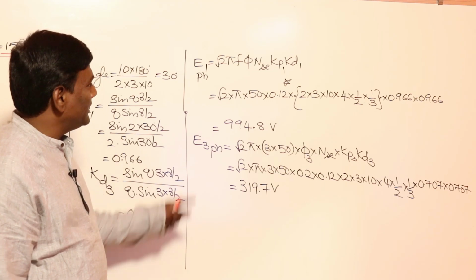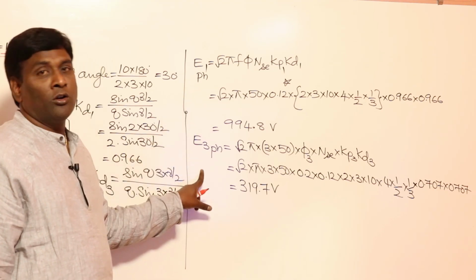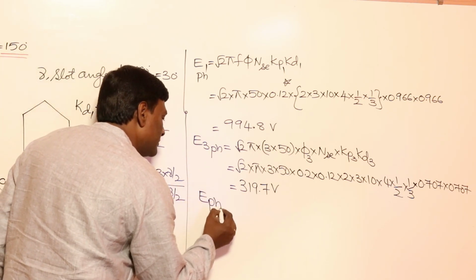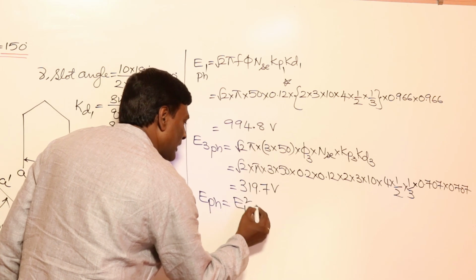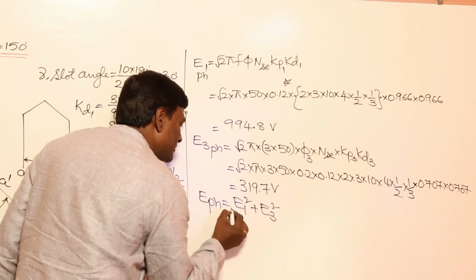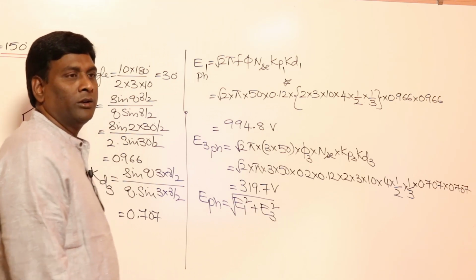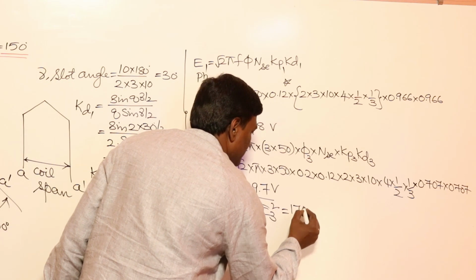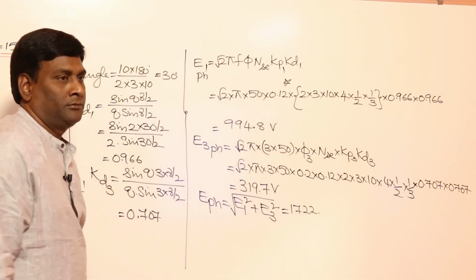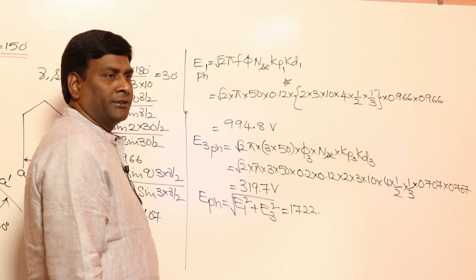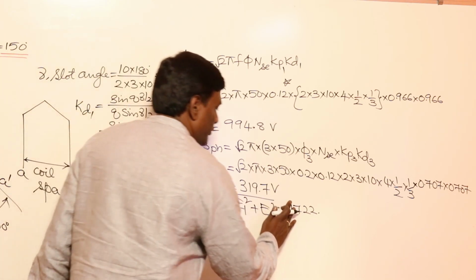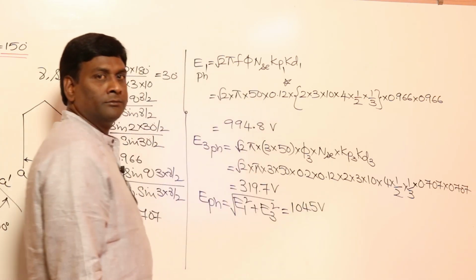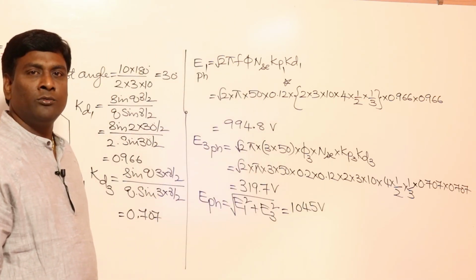Okay, so in the phase, the fundamental will be there, and the triplen harmonic will also be there. So what is the total per phase voltage? It is going to be the square root of the fundamental squared plus the triplen harmonic squared, which will come down to, I'm sorry, 1045 volts. 1045 volts. Okay, now let us think of the line voltage.